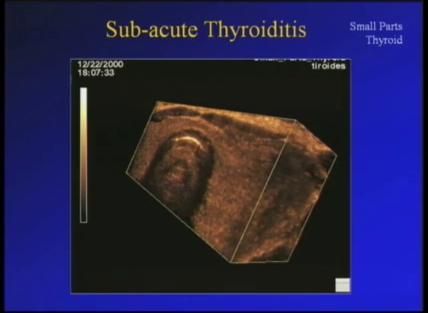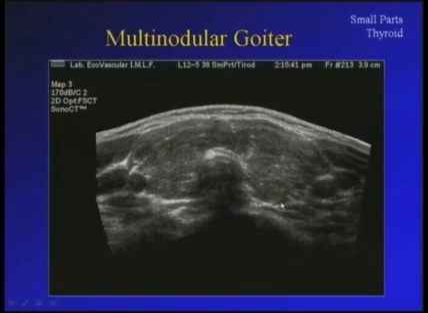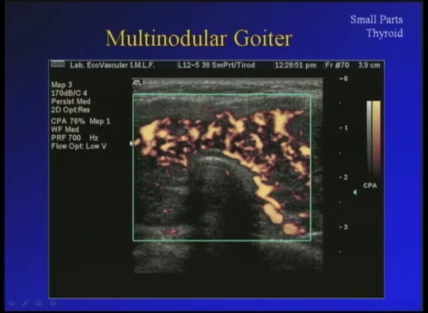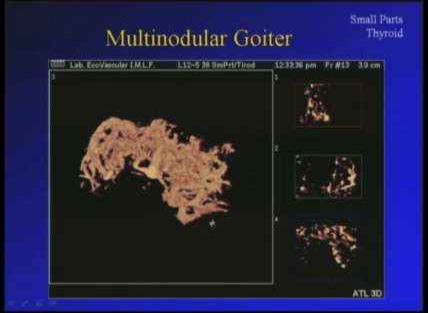Another case of subacute thyroiditis. Here we can observe in this volumetric presentation the altered echogenicity in transversal but also in longitudinal plane. Multinodular goiter, again with extended field of view ultrasound, the hypervascularization by using power Doppler, and here the three-dimensional reconstruction. We call this technique three-dimensional angiography.